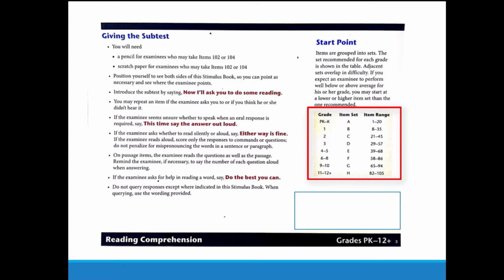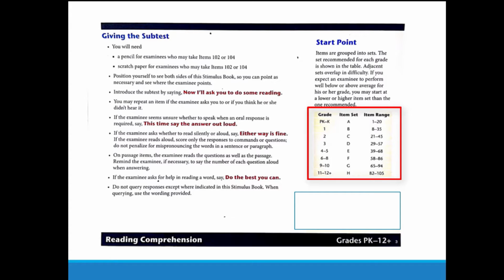There are 8 sets for the reading comprehension test. Set A is the recommended starting set for students in pre-kindergarten and kindergarten and includes items 1 through 20. Set B is the recommended starting set for students in first grade and includes items 8 through 35. Set C is the recommended starting set for students in second grade and includes items 21 through 45. Set D is the recommended starting set for students in third grade and includes items 29 through 57. Set E is the recommended starting set for students in 4th and 5th grade and includes items 39 through 68.